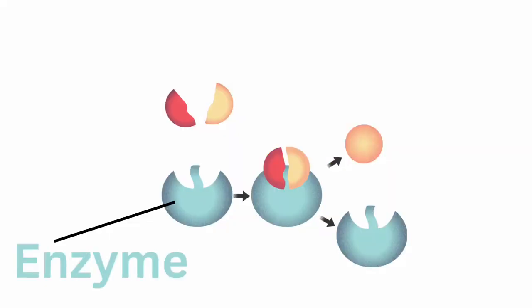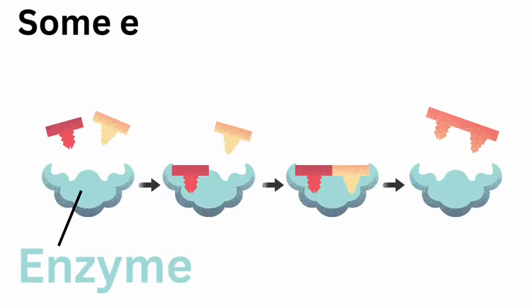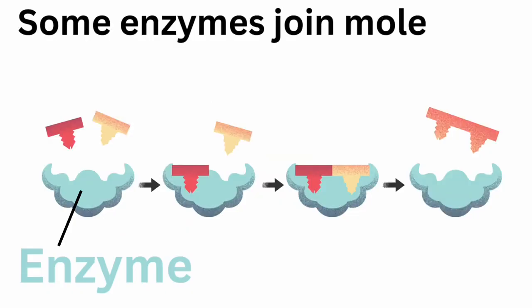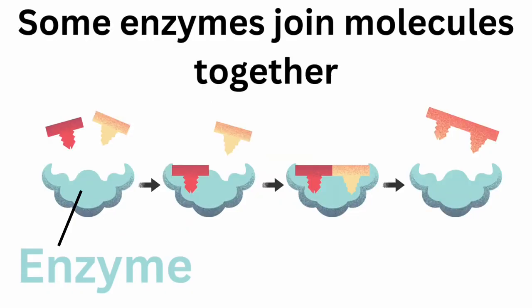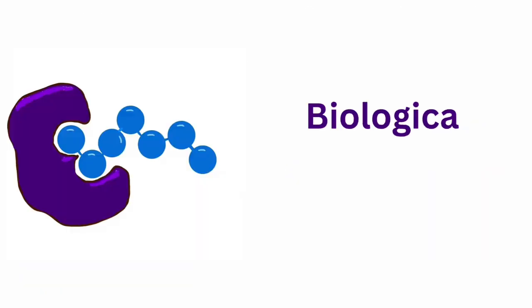Here's a different diagram of an enzyme. I wanted to show you this so you understand that enzymes can also join molecules together. They don't just break molecules down. We call enzymes biological catalysts. This is because catalysts are chemicals that can be added to a reaction to speed the reaction up, but the catalyst isn't actually used up in the reaction.